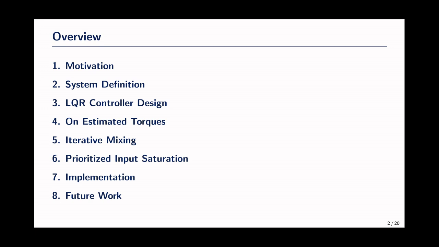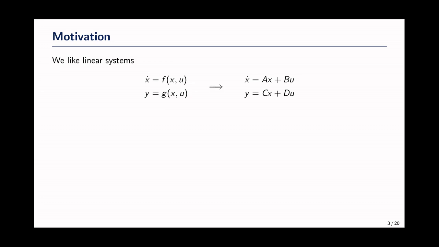We'll talk about the system definition, the equations of motion for the system we're looking at. We'll then go into the LQR controller design, and we'll talk a little bit about some implications of the LQR controller design. Then we'll talk about two important contributions of the paper, an iterative mixing scheme and a prioritized input saturation scheme. We'll talk about what I did to implement this work, and then we'll talk about some future work items.